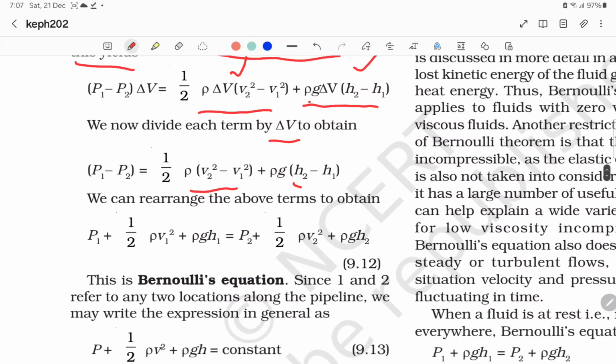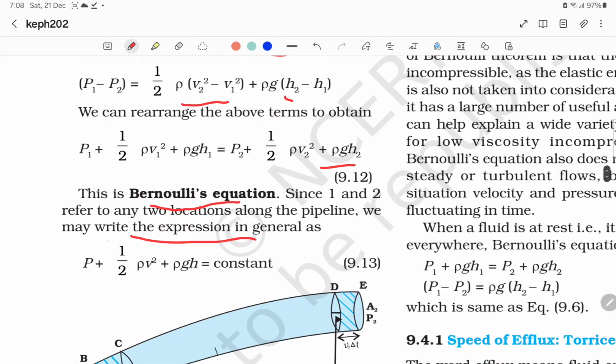So we can rearrange the above terms to obtain P1 plus half of rho V1 squared plus rho G H1 is equal to P2 plus half of rho V2 squared plus rho G H2. So this is the Bernoulli equation. Since 1 and 2 refer to any two locations along the pipeline, we may write the expression in general as P plus half of rho V squared plus rho G H is equal to constant.